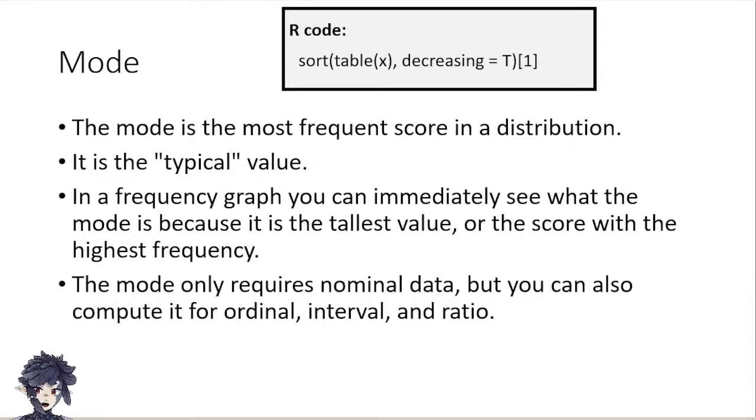The mode is great because you can do it on any kind of data. You can do it on nominal data, ordinal data, interval data, ratio data, doesn't matter. All of those types of data can have a mode. And in fact, it's the only measure of central tendency you can use with nominal data. You can't do anything else with it. You have to do the mode.